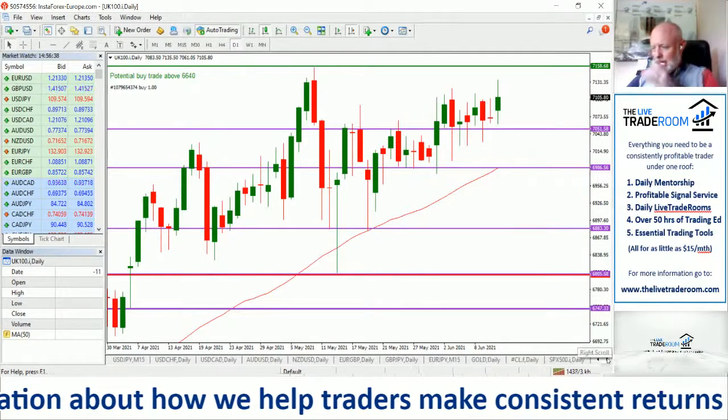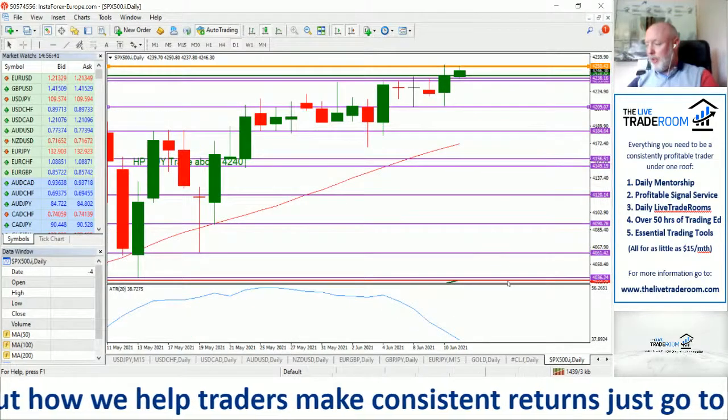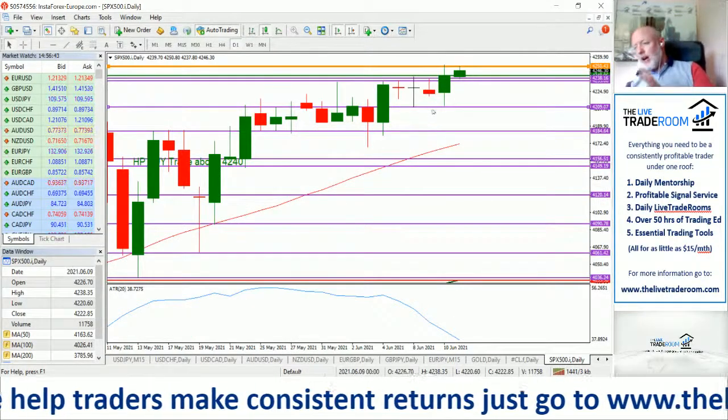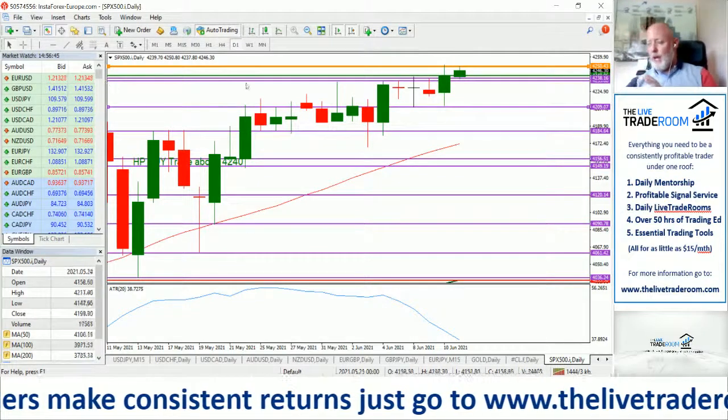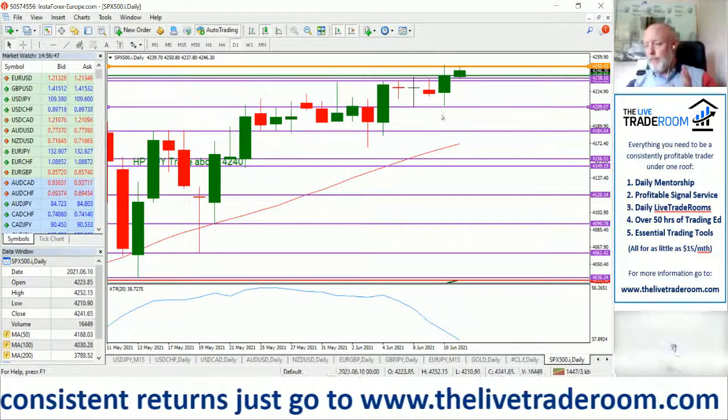But to make things a little bit more confusing, and I appreciate current market conditions are a little bit confusing, we do have risk-on market conditions where markets are pushing higher.